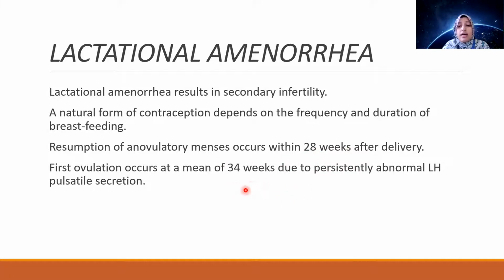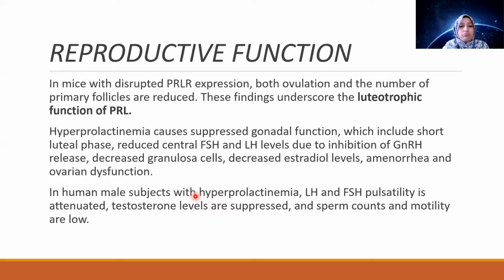And not only that, it should be ovulatory. I mean, the ovulation should actually take place in that menstrual cycle, and that can take further long after the delivery or the breastfeeding has been stopped. Now, coming to the reproductive function. Now, in mice, with disrupted prolactin receptor expression, both ovulation and the number of primary follicles are reduced. These findings underscore the luteotropic function of prolactin.